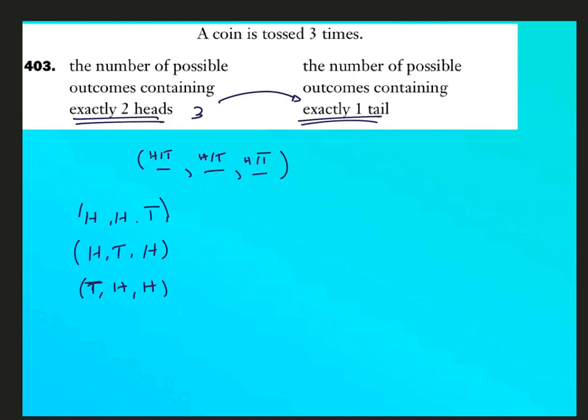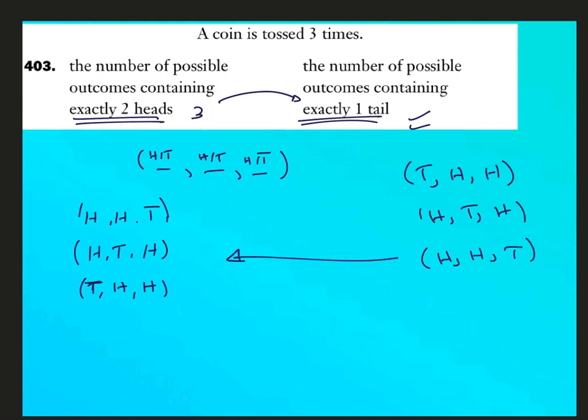And if you list them down, if you try to list values for this one, that would be tail, head, head, the only tail on the first one, head, tail, head, the only tail on the second one, head, head, tail, the only tail on the last one. And these are the same as these. So these are also three possibilities. Hence the answer is C. But you didn't need to do this because it's the same thing said in two different ways.